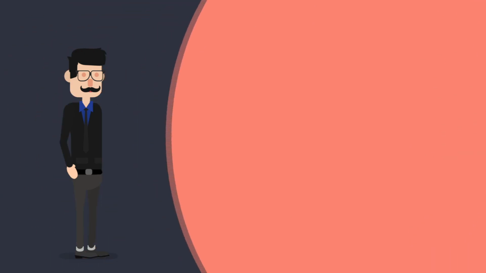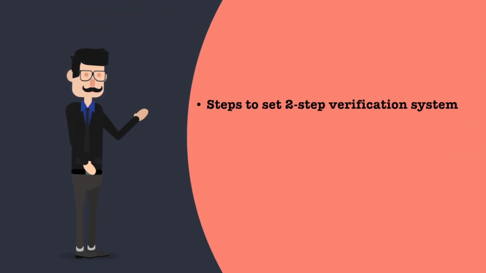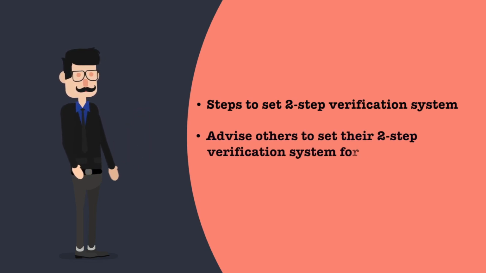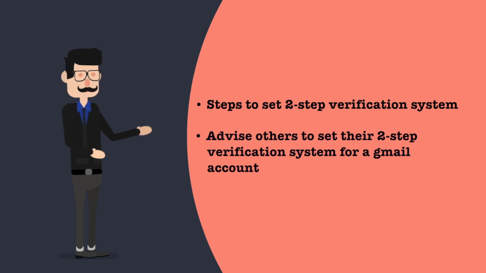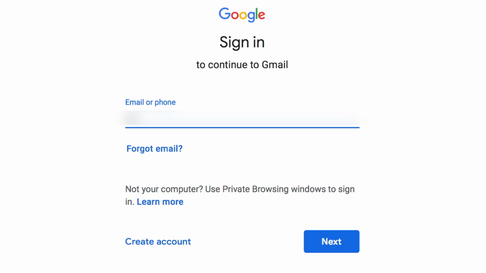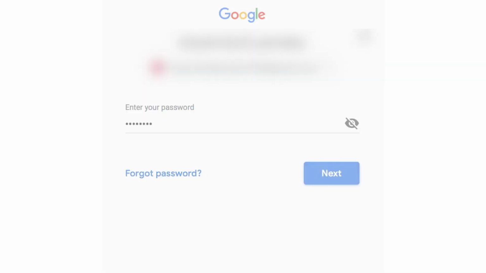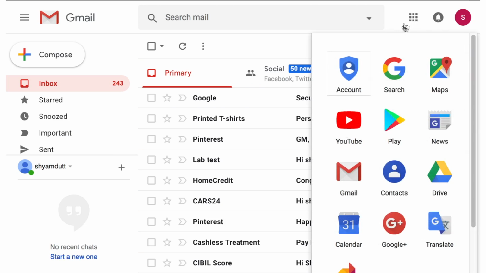Let us see the steps by which you can set up your two-step verification, and advise others to set up their two-step verification process, for a Gmail account. Essentially, your Google account for all the services connected with Google. So the first thing is you sign into your Gmail account, click on the thumbnail of your avatar on the right side of the top menu bar. Click on account to update your settings.